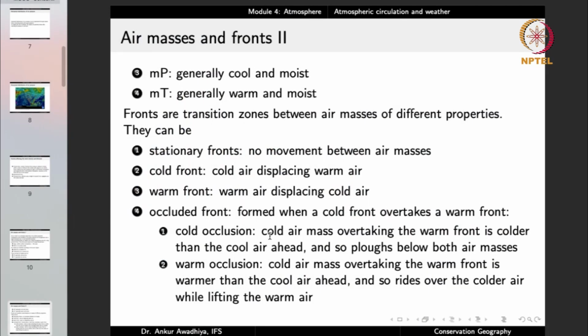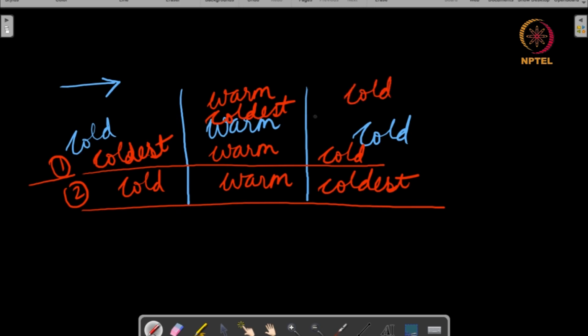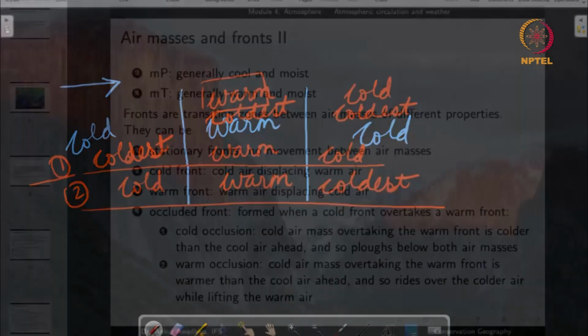The cold occlusion happens when the cold air mass overtaking the warm front is colder than the cool air ahead. So in this case, this is the cold occlusion. When the coldest air pushes against the warm air, the warm air will go up, and the coldest air will come below it. Now you have the cold air, and when it moves further, you will have the coldest air down and this cold air on top. Essentially the whole of this warm air mass will be lifted.